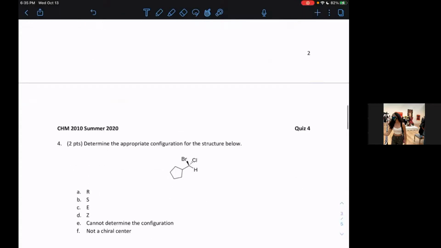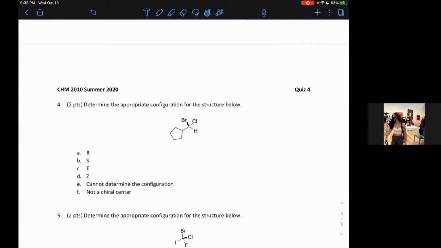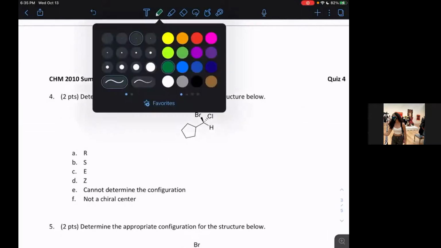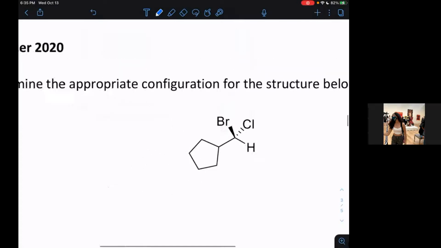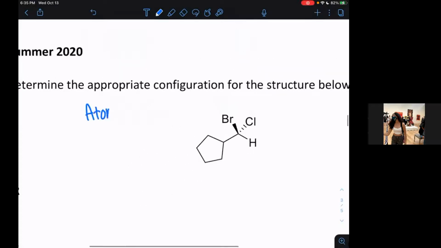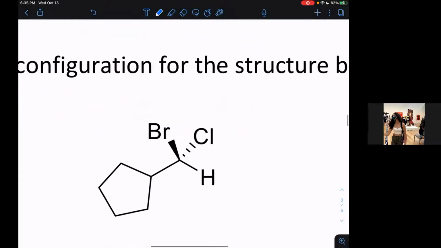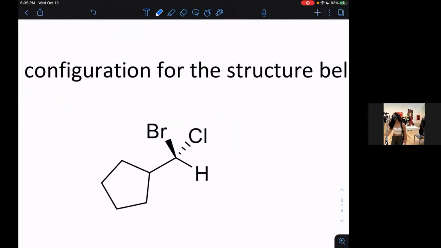So I could probably do the fourth one. Determine R and S again. I have a periodic table in front of me. So again, it's by atomic number. Bromine means number 1. Okay, sorry, there's a different one where it isn't. Okay, so this one's 1.